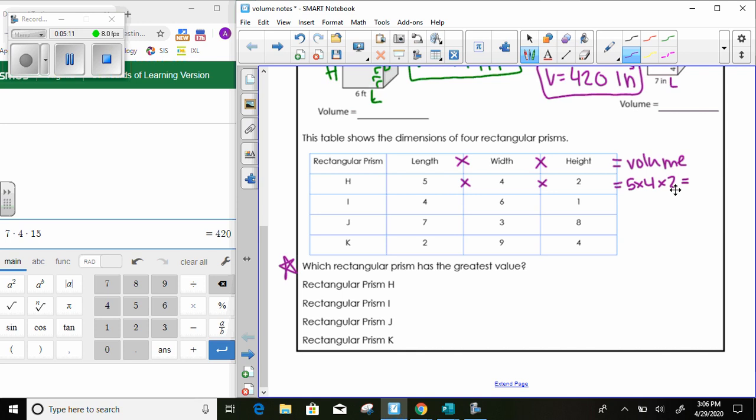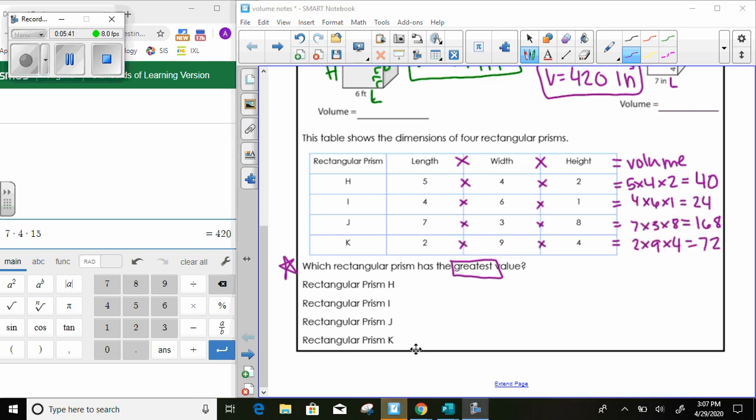5 times 4 is 20. 20 times 2 is 40. So this rectangular prism has a volume of 40. Now what we're going to do is solve for the volume of these other three rectangular prisms, and our goal is to figure out which one of these has the greatest volume. So what I want you to do is pause here and solve for the three remaining rectangular prisms, and then we're going to talk about how we figure out our answer.